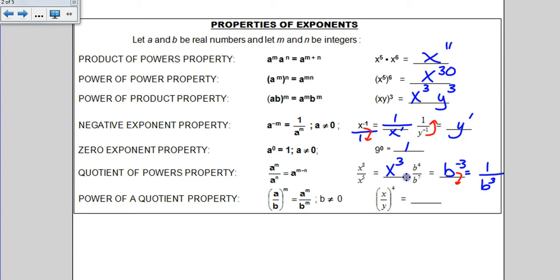And then if you have a division problem, which is a quotient, with an exponent outside of it, you can distribute that exponent to both the numerator and the denominator. So for our example, we can change that to say x to the 4th divided by y to the 4th. Now all of these properties can be used in reverse if the case comes up, but usually we go in the order in which we showed.